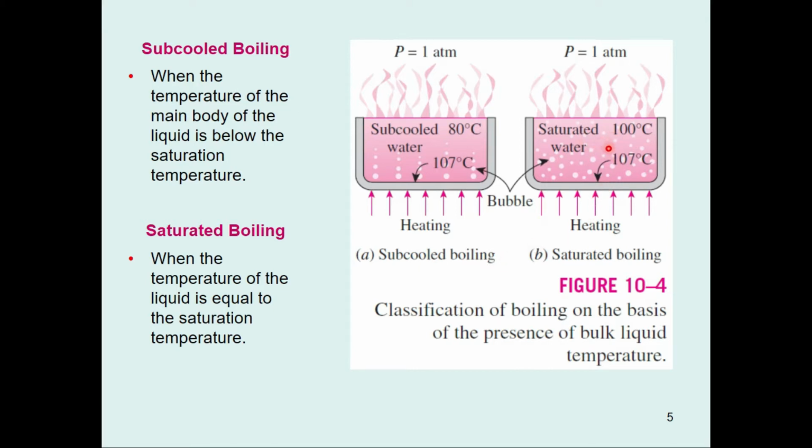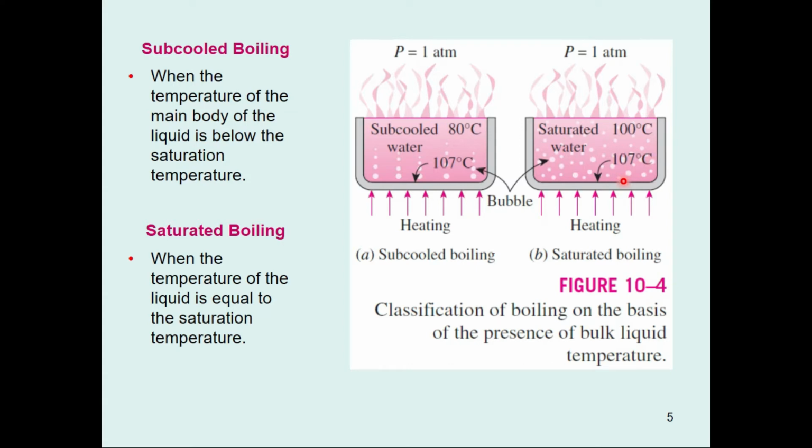if the temperature of the main body is equal to the saturation temperature of the water, so the saturation temperature of the water is 100, and the temperature of the liquid inside the pan is also 100, we say that this type of boiling is known as the saturated boiling. So here is the description: when the temperature of the liquid is equal to the saturation temperature, this kind of boiling is known as the saturated boiling.